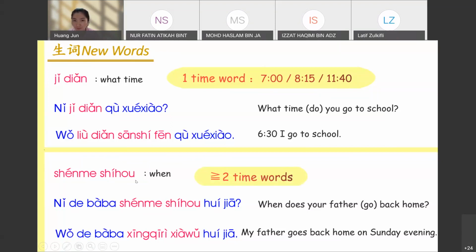So I want to ask you a question right here. Just now I introduced it. So if this is the answer, 6点半, can you tell me which question word you use? 几点 or 什么时候? If my answer is 6点半, will you use 几点 or 什么时候?